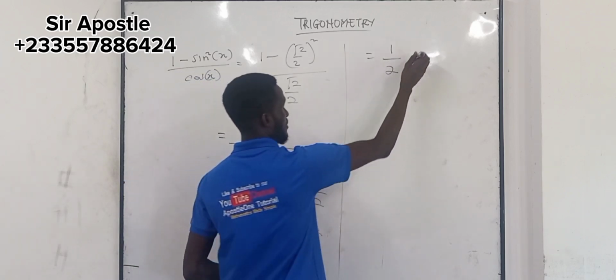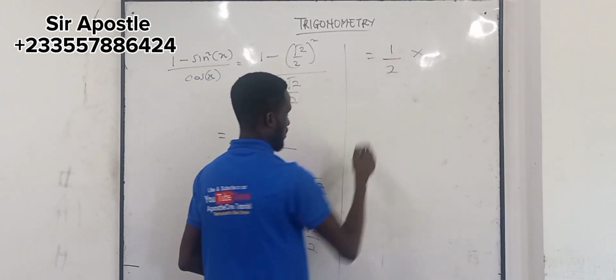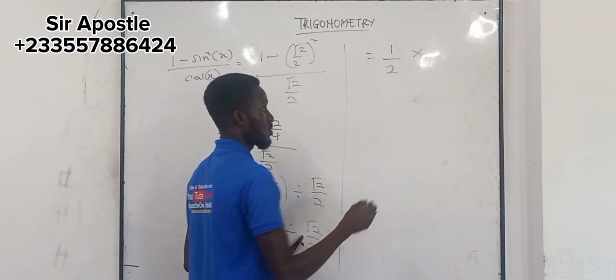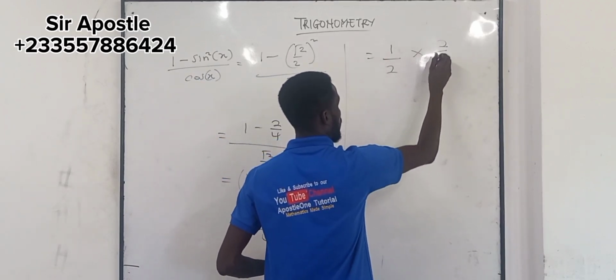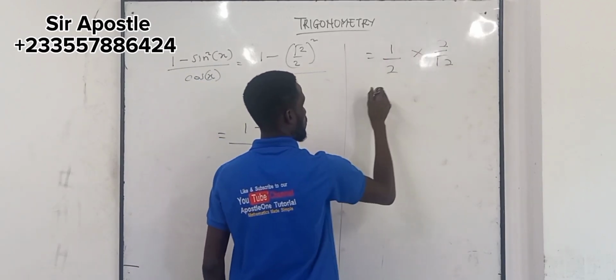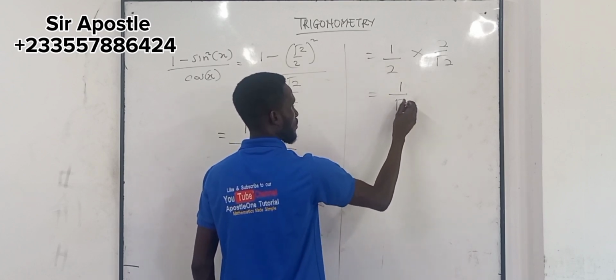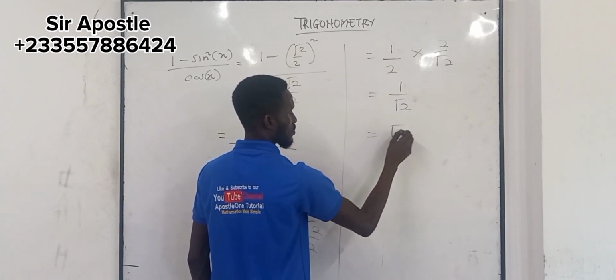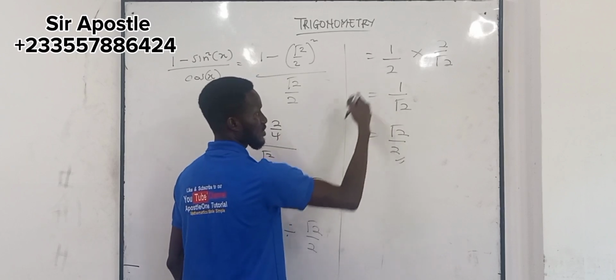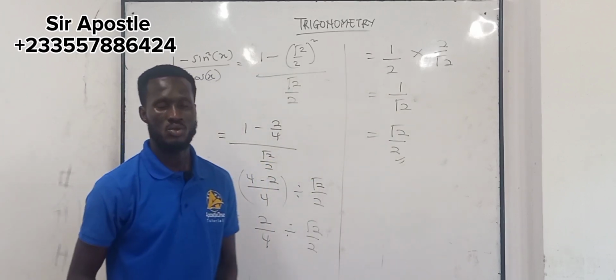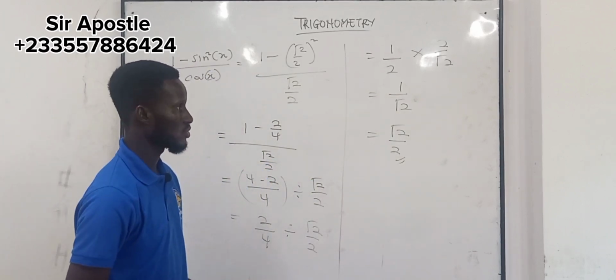Now times, we change this one to multiplication, so we turn it upside down. So 2 over root 2. 2 will cancel 2, so the answer will be 1 over root 2, which is the same as root 2 out of 2. If you punch this one in the calculator, you're going to get root 2 out of 2.